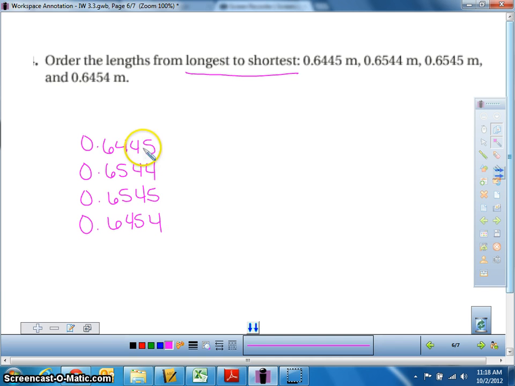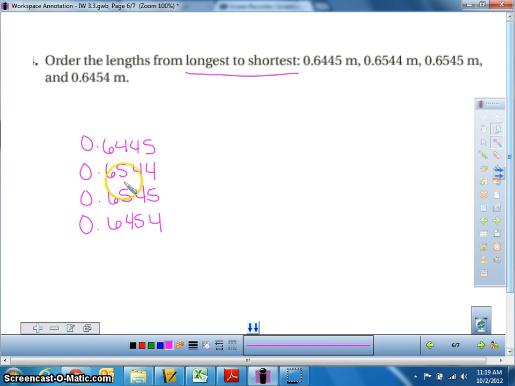This was step number 1. From here, now we need to add any zeros. Well, we've got 4 numbers to the right of the decimal in all of these numbers, so we don't have any zeros to add. So now we're going to compare from left to right. Again, we're looking for the biggest numbers first. So here I've got all zeros. That doesn't help me. So I move to the next one. All 6s. That doesn't help me. 4, 5, 5, 4. All right, well, the 5s are the bigger number.